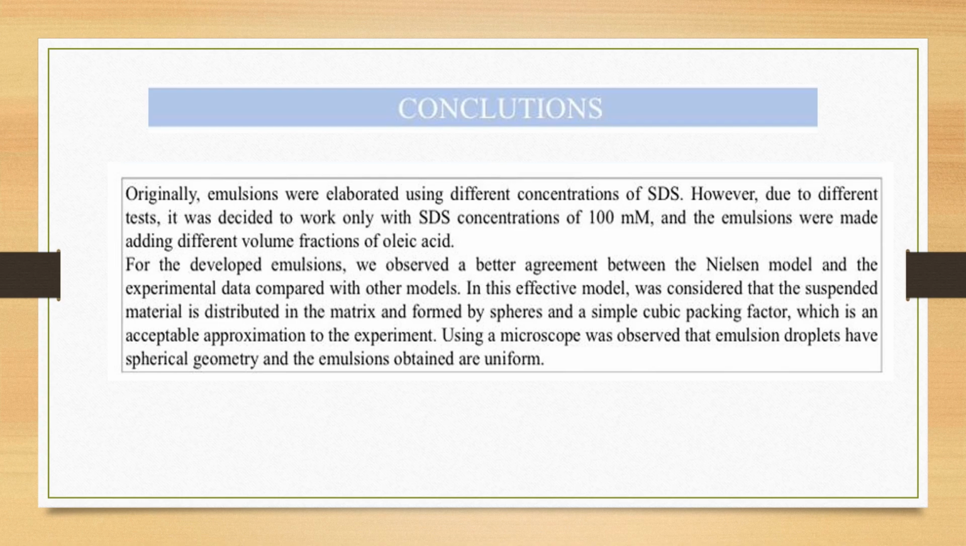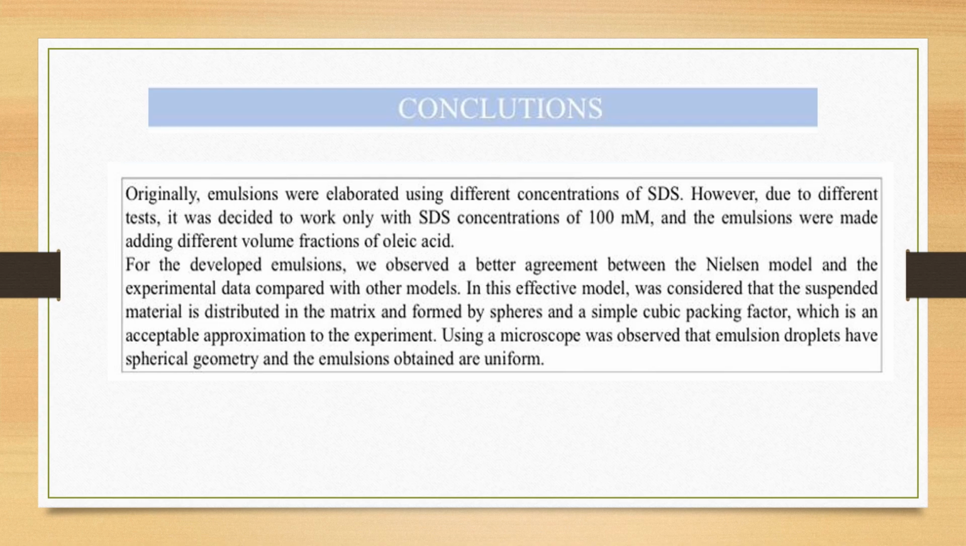As a conclusion, we observe a better agreement between the Nielsen model and the experimental data compared with other models. In this effective model it was considered that the suspended material is distributed in the matrix and formed by spheres with a simple cubic packing factor, which is an acceptable approximation to the experiment. Why? Because using a microscope, we can observe the emulsion drops have spherical geometry, and the emulsions observed are uniform.